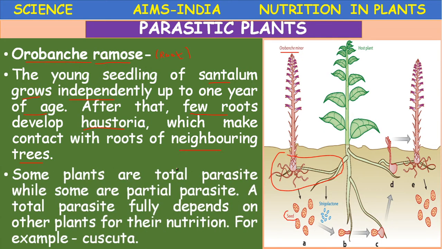So some plants are total parasites while some are partial parasites. A total parasite fully depends on other plants for their nutrition, for example, Cuscuta previously. Parasites are again divided into two types. What are they? Root parasites and stem parasites. So Orobanche is a root parasite. Cuscuta is a stem parasite.